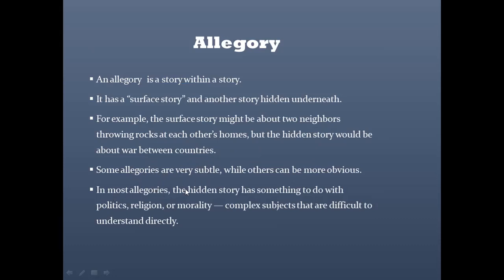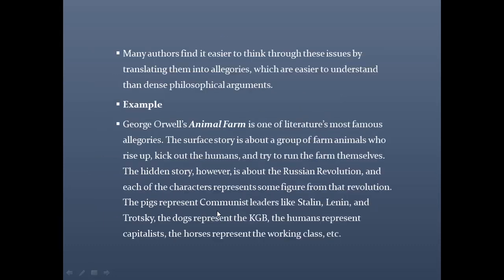In most allegories, the hidden story has something to do with politics, religion, morality, and complex subjects that are difficult to understand directly. Many authors find it easier to think through these issues by translating them into allegories, which are easier to understand than dense philosophical arguments. For example, George Orwell's Animal Farm is one of literature's most famous allegories.